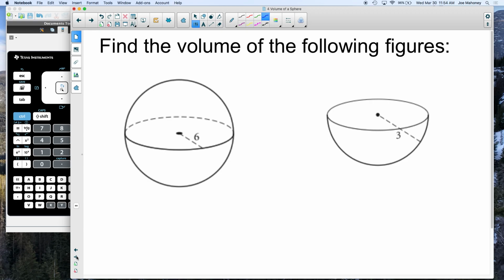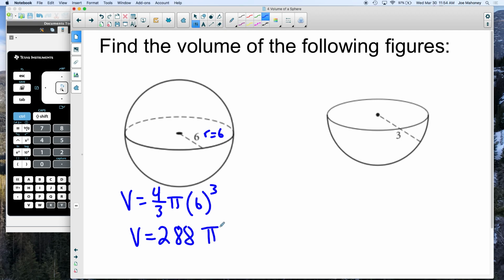Okay, now it's time to play with some formulas. Pause the video for a minute, see if you can get those two volumes. All right, so in our first one, it looks like the radius is 6. So the volume is 4/3 pi times the radius cubed. And when we multiply 4/3 times 6 cubed, we get 288. But don't forget, we're going to leave our answer in terms of pi, so let's leave it as 288 pi.